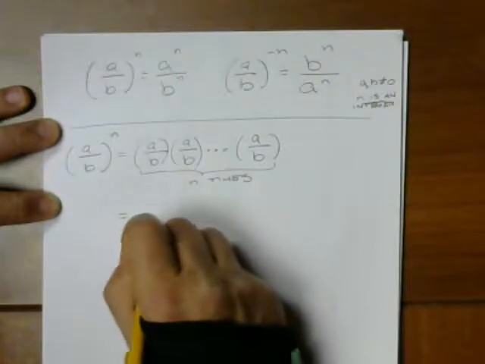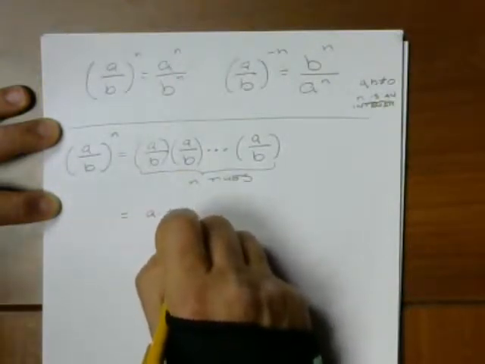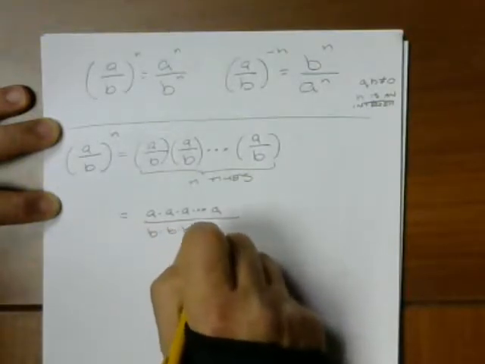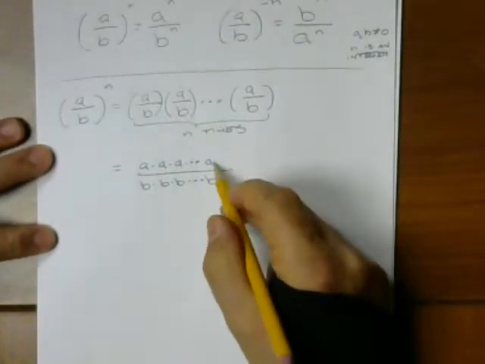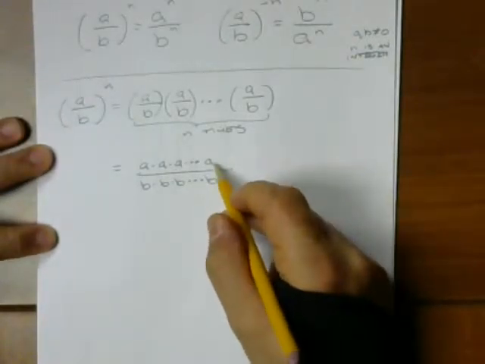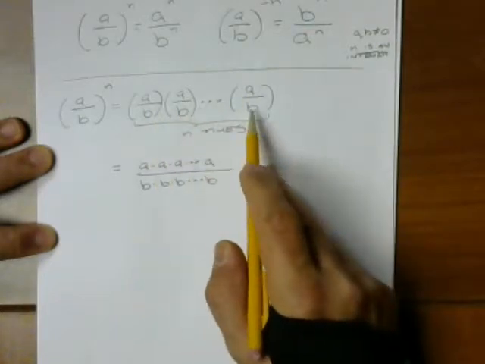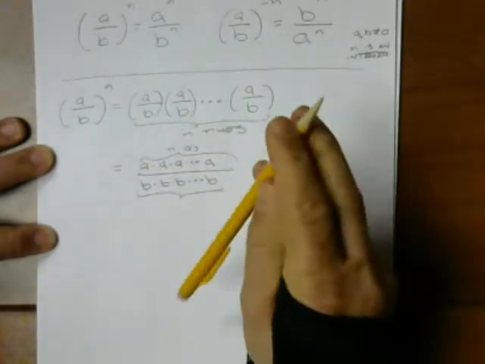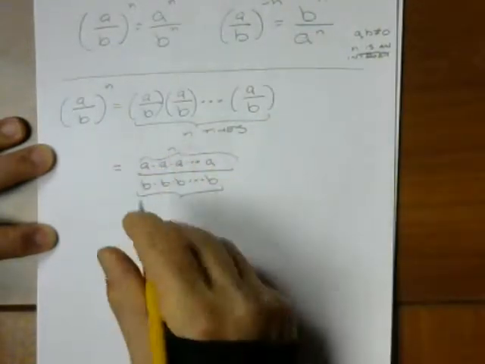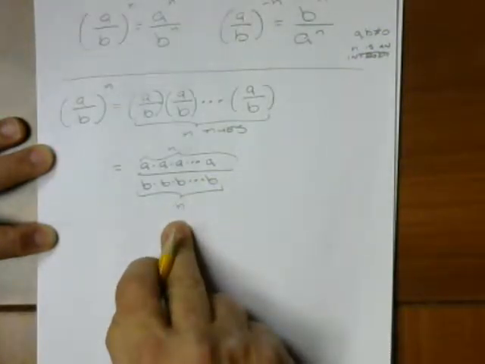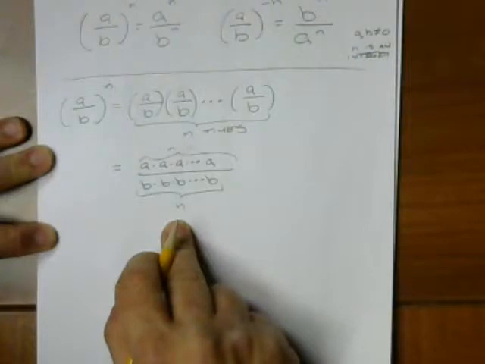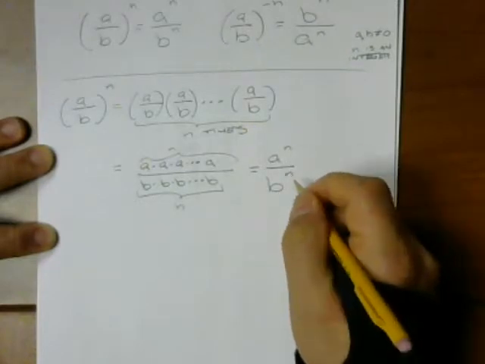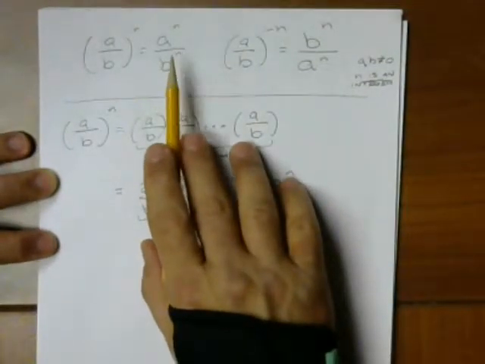Well, okay. What does this mean? Well, we know how to multiply fractions, hopefully. We multiply the tops and we multiply the bottoms. So what do we have here? We have a bunch of a's in the top and a bunch of b's in the bottom. How many a's are we going to end up with? Well, we had a over b n times, so we're going to have a total of n a's. And how many b's do we have? n b's. Well, what does that give us? a to the n over b to the n, which is exactly what our rule tells us this should be.